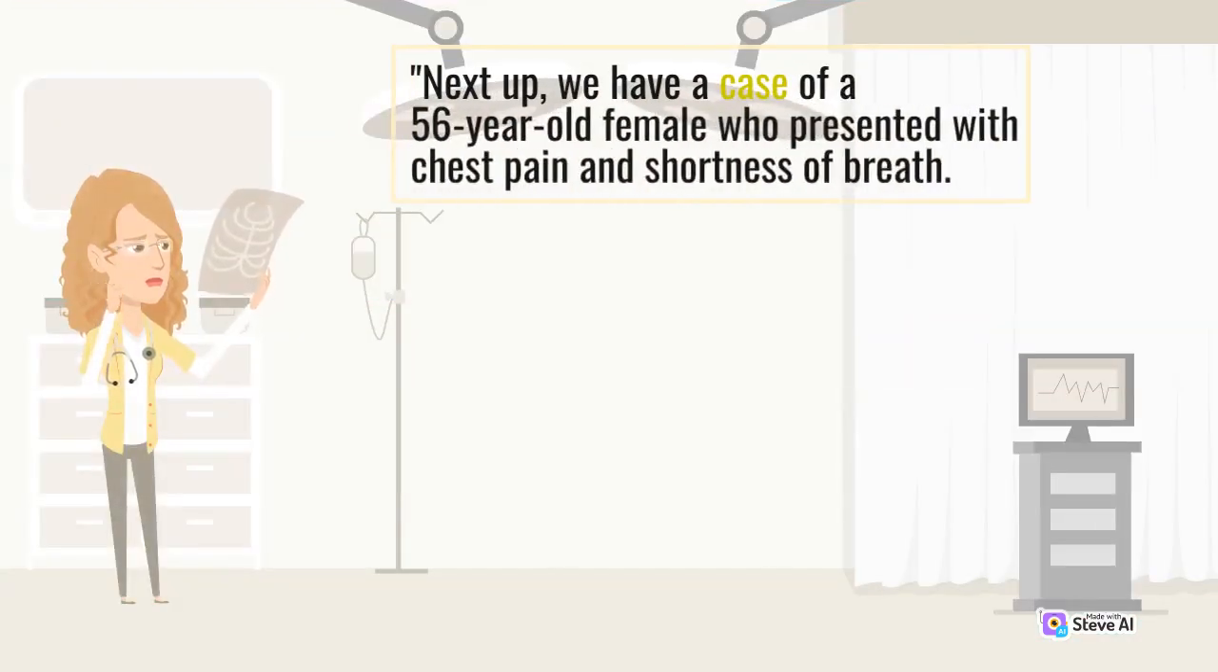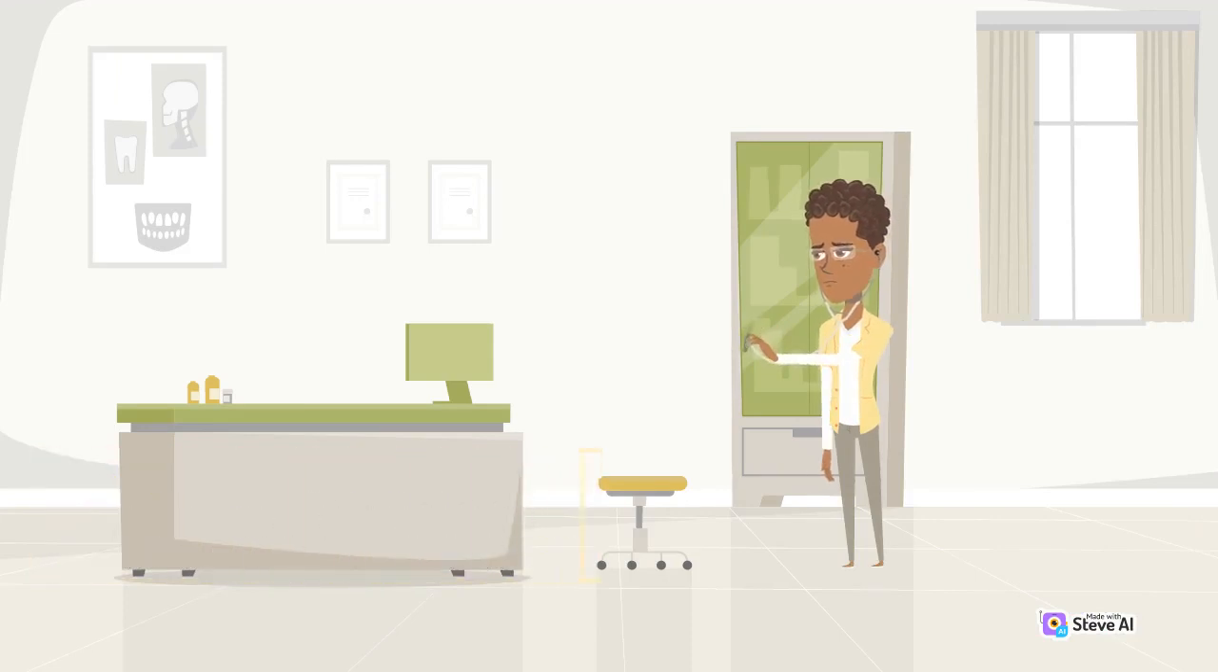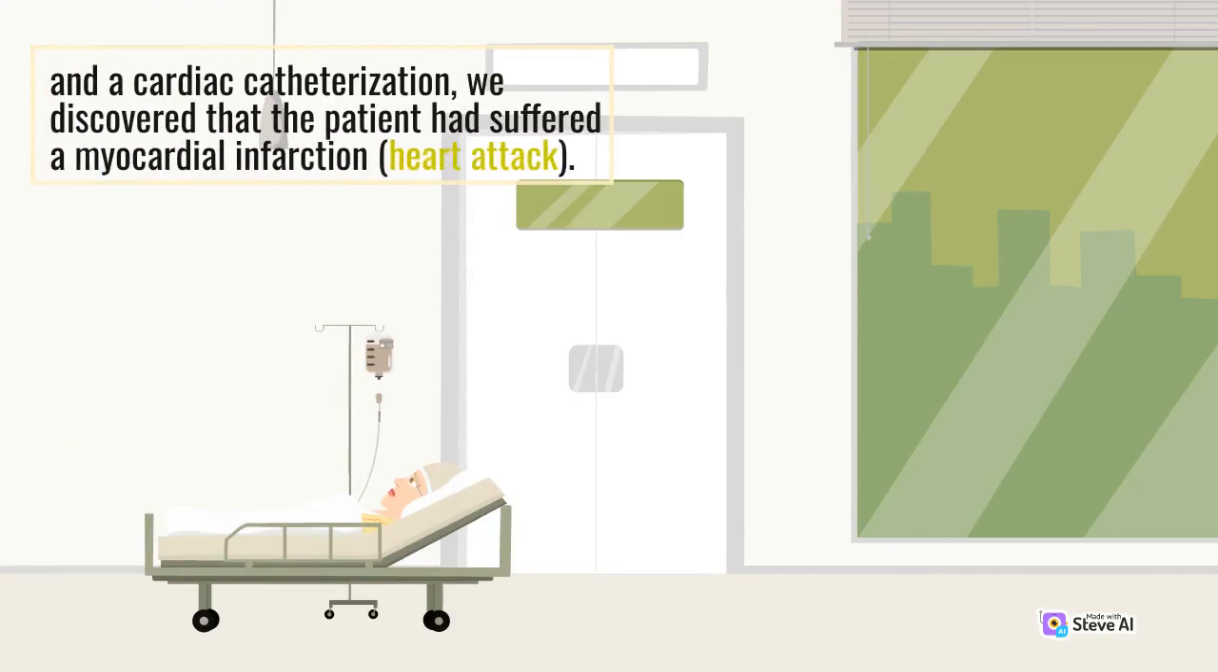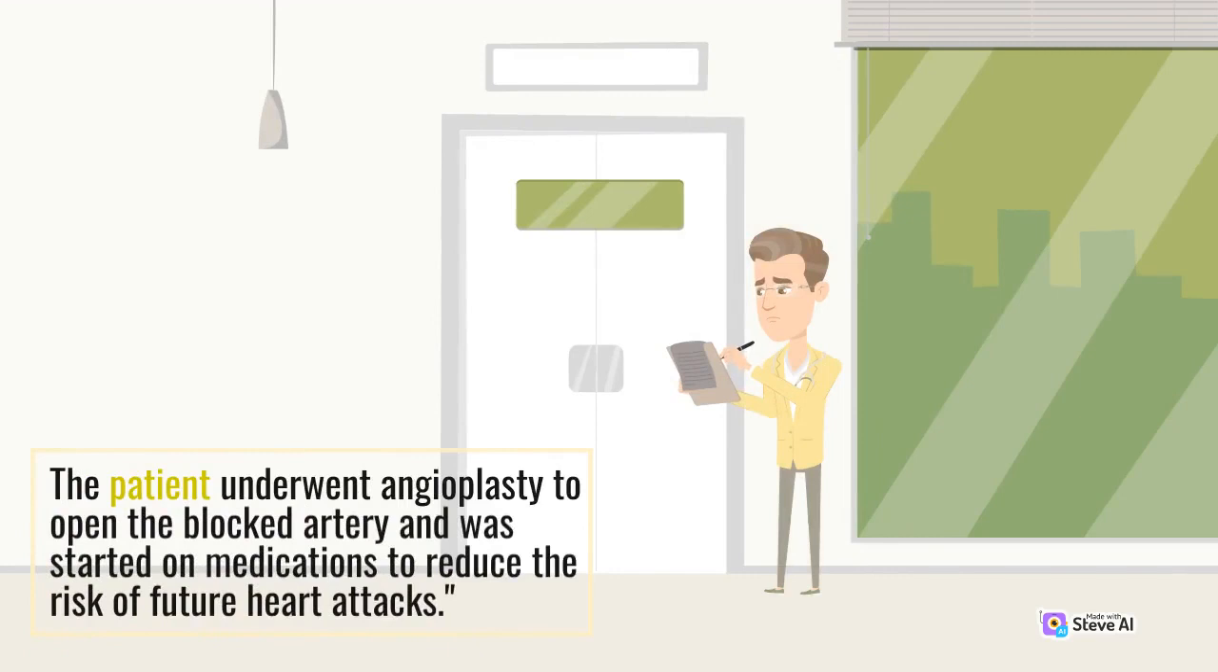Next up, we have a case of a 56-year-old female who presented with chest pain and shortness of breath. The patient had a history of hypertension and smoking, and after conducting a physical exam, electrocardiogram (EKG), and a cardiac catheterization, we discovered that the patient had suffered a myocardial infarction, or heart attack. The patient underwent angioplasty to open the blocked artery and was started on medications to reduce the risk of future heart attacks.